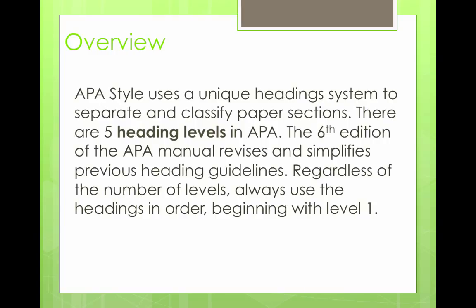APA style uses a unique heading system to separate paper sections, and there are 5 heading levels in APA. These are actually a simpler system than the previous heading guidelines. Another thing to know is that regardless of how many levels you use within your sections, you always use the headings in order beginning with level 1. Now I'm going to go over what the specific headings actually look like, and then I'm going to give you some examples of them.